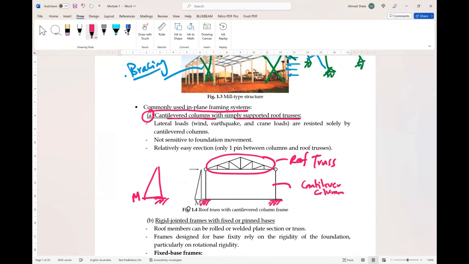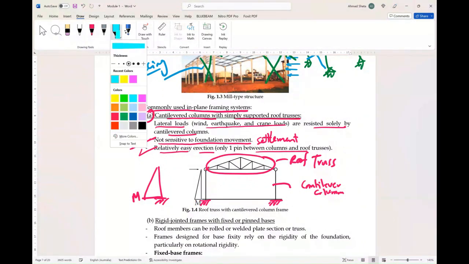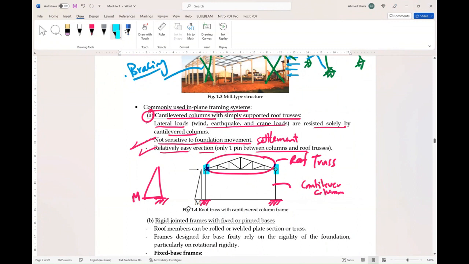So in this type of in-plane framing system, lateral loads, wind and earthquake, and in-plane loads are resisted by the cantilevered columns. So all the lateral loads are transferred to the columns. This system is not sensitive to foundation movement or settlement. Another advantage of this system is relatively easy erection, with only one connection between the column and roof trusses.